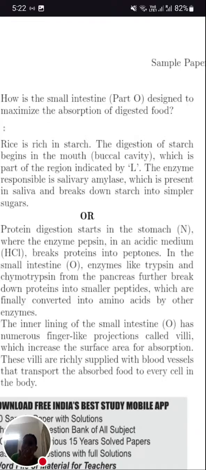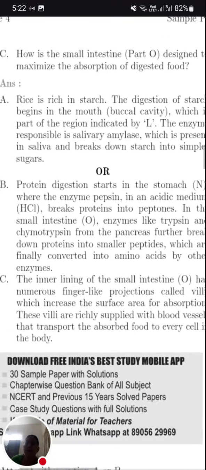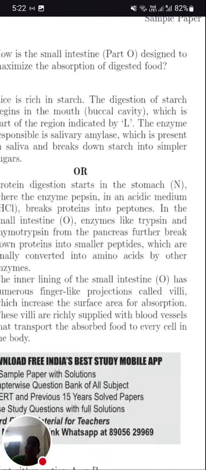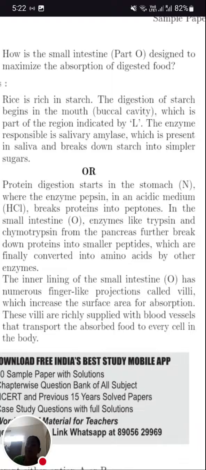Small intestine, the inner lining of the small intestine has numerous finger-like projections called villi. So how is the small intestine designed? It increases the surface area for absorption. So villi are finger-like foldings which will increase the surface area of absorption. These villi are richly supplied with blood vessels, which helps absorption, so that the absorbed food gets mixed into blood.